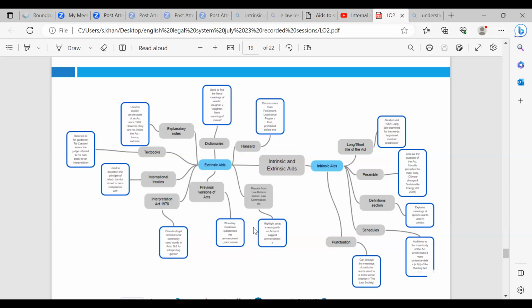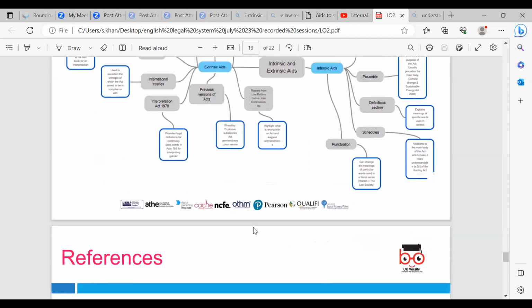And then we've got extrinsic aids, which are dictionaries, used to find the literal meaning of words, Hansard, debate notes from Parliament, reports, previous versions of the Act, Interpretation Act, international treaties, textbooks, and explanatory notes. So this mind map actually identifies to you why there's a need for extrinsic and intrinsic aids.